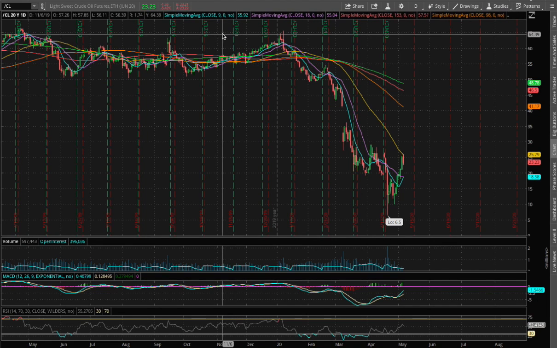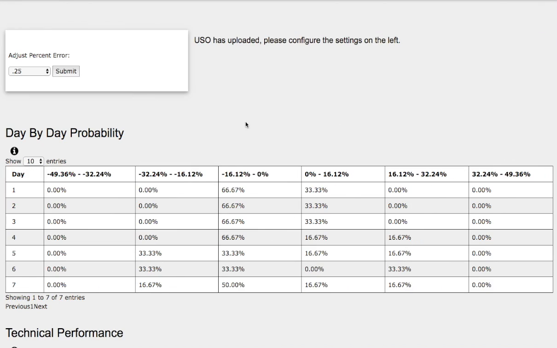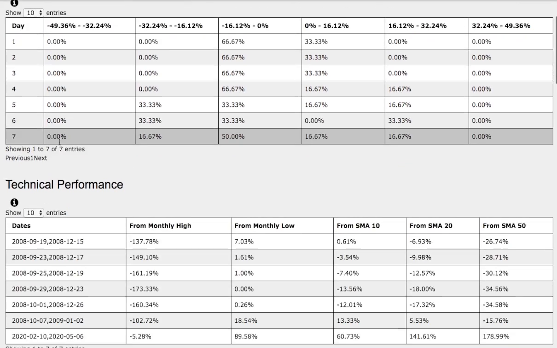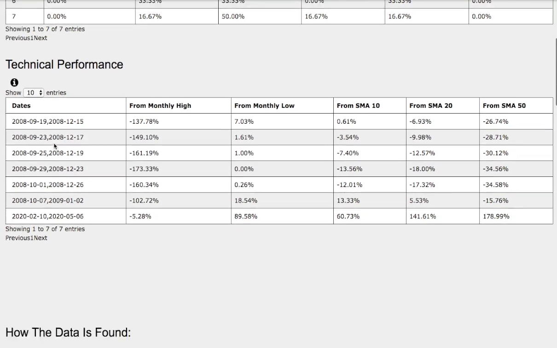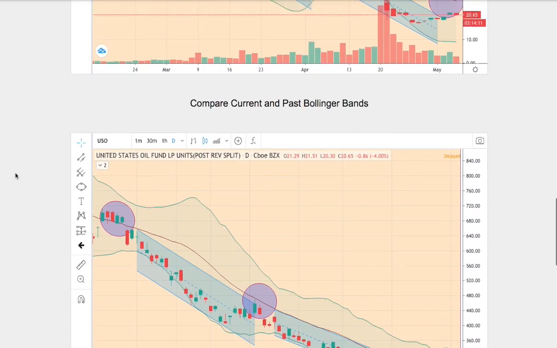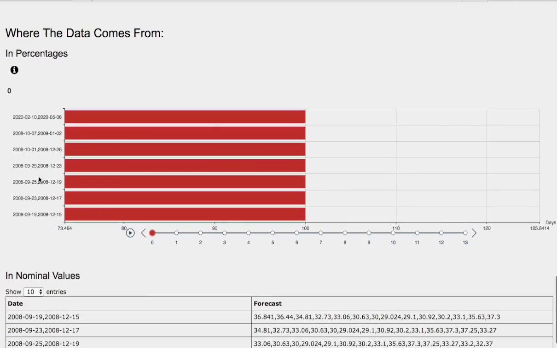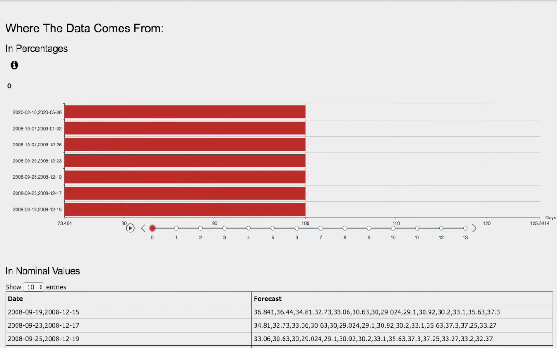We'll be going over WTI crude oil. In this video, we'll be going over the day-by-day probability model, the technical performance of each model, how we find the models, and the day-by-day forecast for WTI crude oil. So back to the technical analysis.